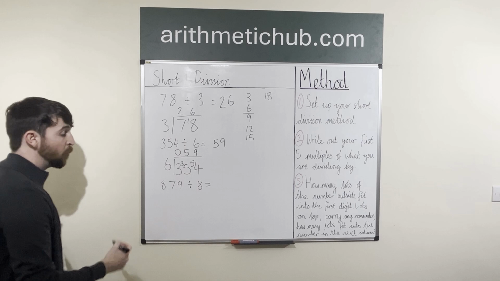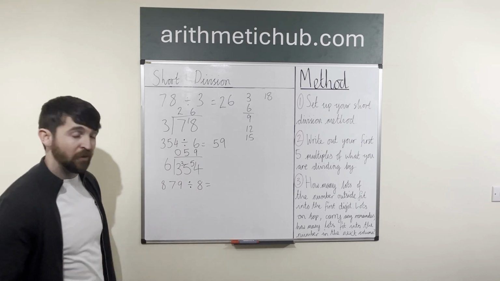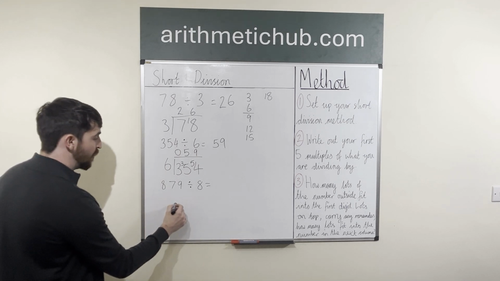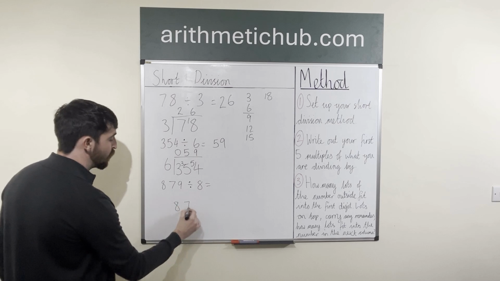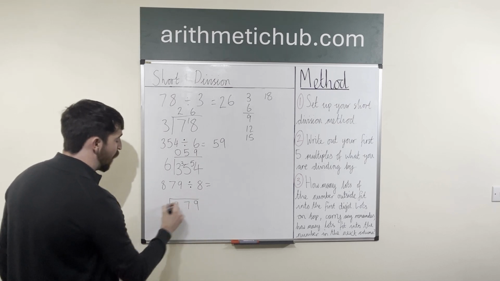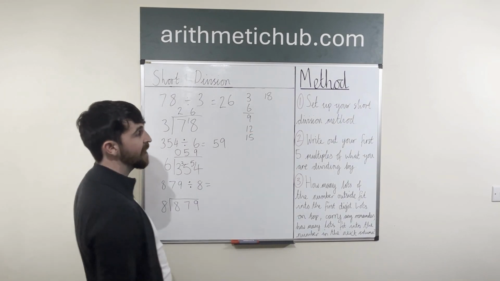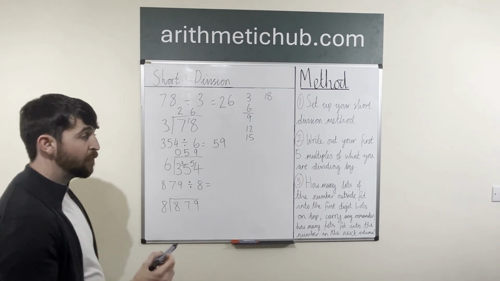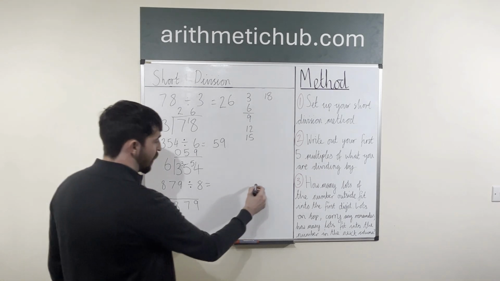But that's okay, we know how to deal with that, or we will do once we've got a little bit more confident with it, and we've had a little look at the video, and we've done a few examples. So, 879, and we're going to divide it by 8. Done the first step, we set up our short division method. Write out the first 5 multiples of what you're dividing by. So I'm going to do that next.